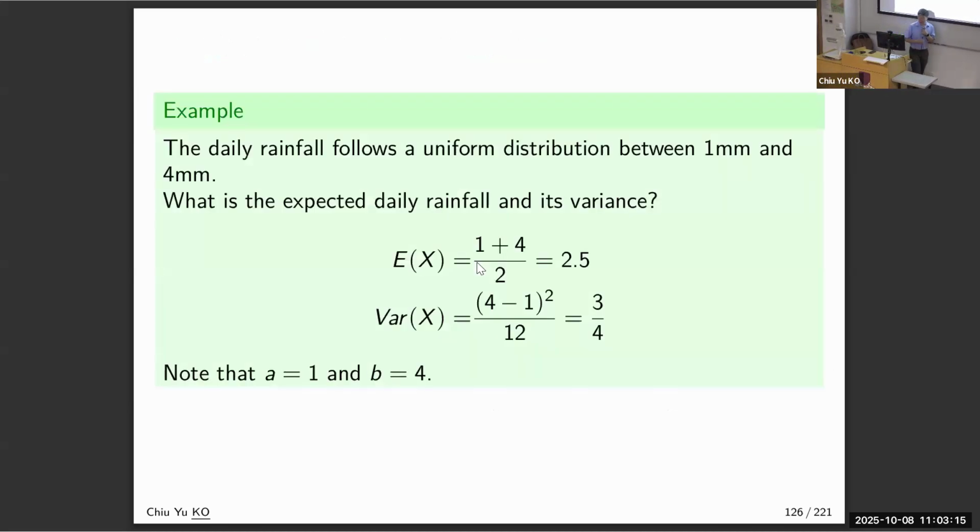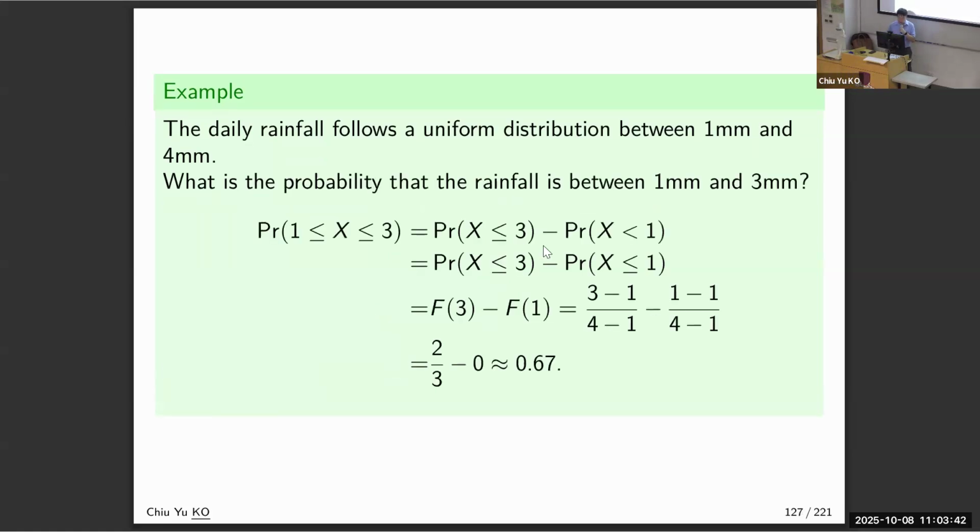So here's an example of how you can use the uniform distribution. Very often this is what we expect: the rainfall follows a distribution between 1 mm and 4 mm. If you don't say anything, the uniform is what you assume. The mean is just the average, A plus B over 2, and the variance is B minus A squared over 12. So that's how we calculate the distribution.